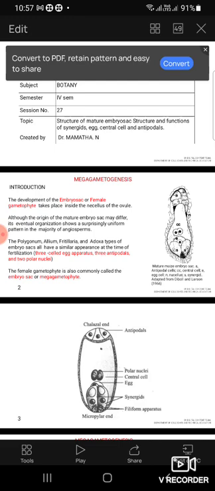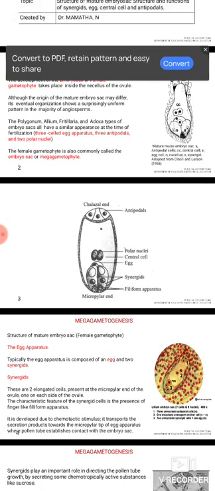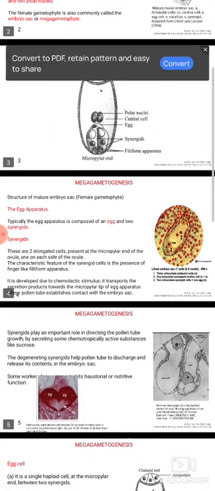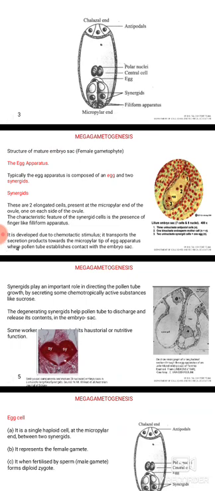That is, they have a three-celled egg apparatus, three-celled antipodals and two polar nuclei. The female gametophyte is also commonly called the embryo sac or megagametophyte. The structure of the megagametophyte, or the female gametophyte, or the embryo sac.